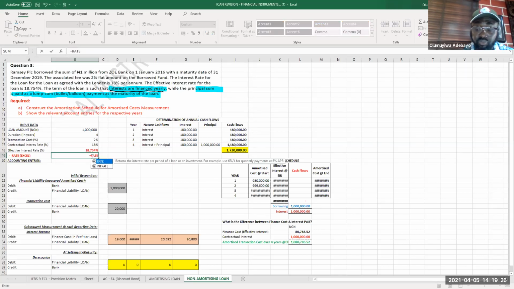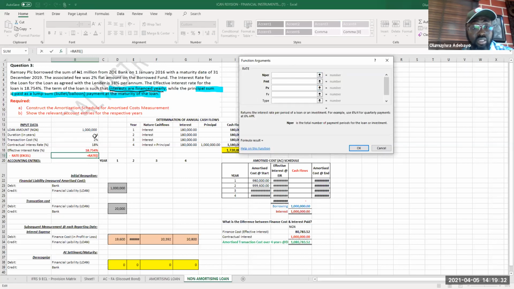It is RATE. Open your bracket. I can call the formula out. Period. Payments. Now, the payments here is that you pay interest every year, which is 18% multiplied by this amount. And you pay it for 4 years. Present value is the 1 million minus the transaction cost, which is 2% of 1 million.